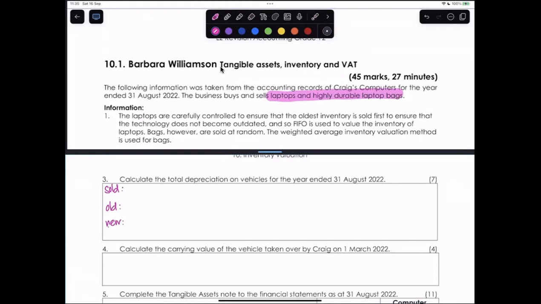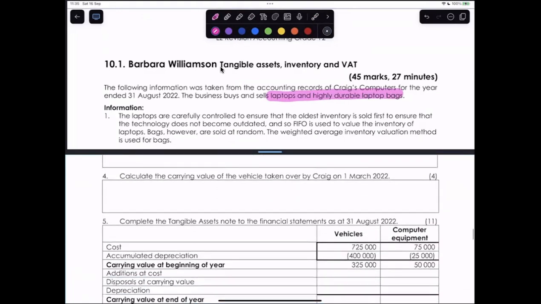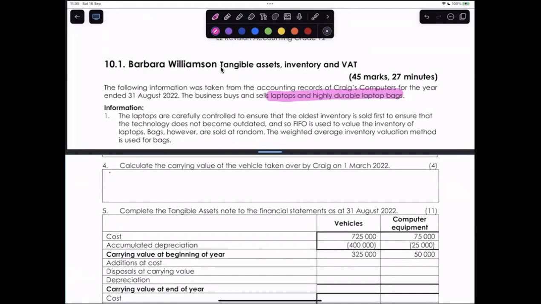Calculate the carrying value of the vehicle taken over by Craig on the 1st of March. Obviously, carrying value is your cost less your accumulated depreciation. Although, of course, it is possible that there might be other ways of calculating it. If, for example, we know that there was a profit or loss and we know what the carrying value is, then we could look at the difference.